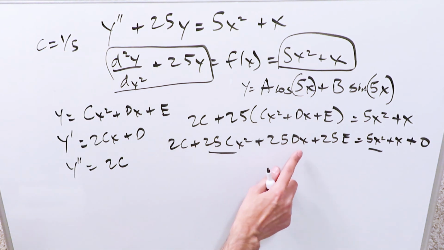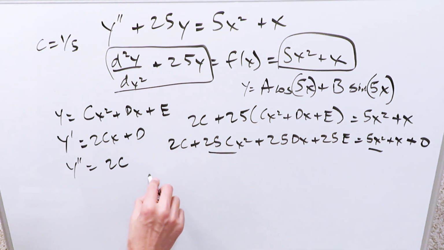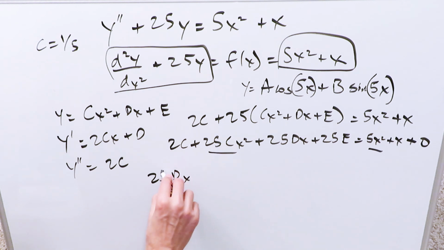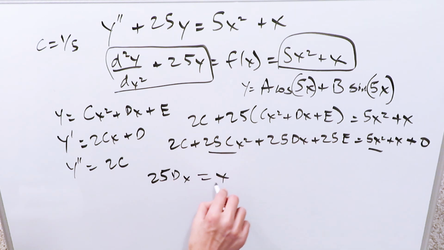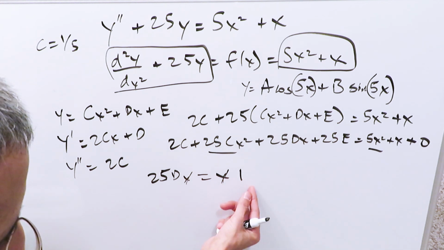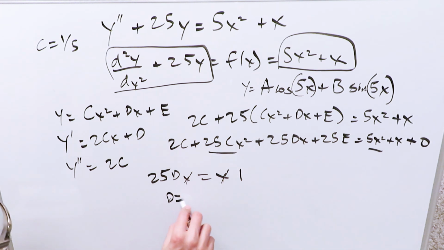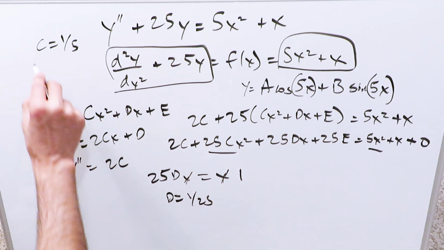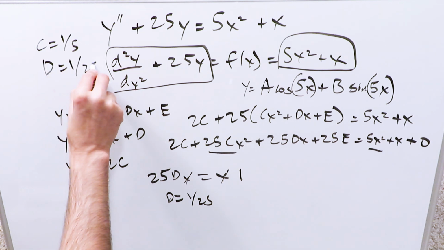Now let's focus on the linear terms, or the ones with the x. I have 25dx is equal to x. The x can cancel out. You'll have a 1. Take the 25 to the other side. So d here is equal to 1 divided by 25, and we'll save that. d is equal to 1 over 25.